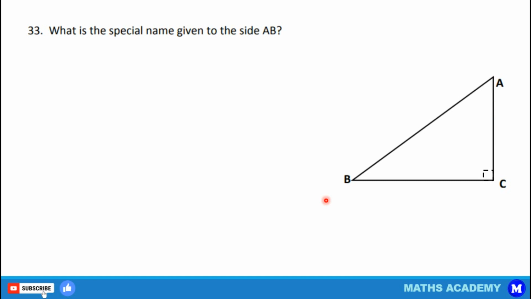Question number 33. It says, what is the special name given to the side AB? And you can see this is a right angle triangle. In a right angle triangle, this length, that is the AB length, is known as the hypotenuse side. So therefore, the special name given to the AB length is hypotenuse side.